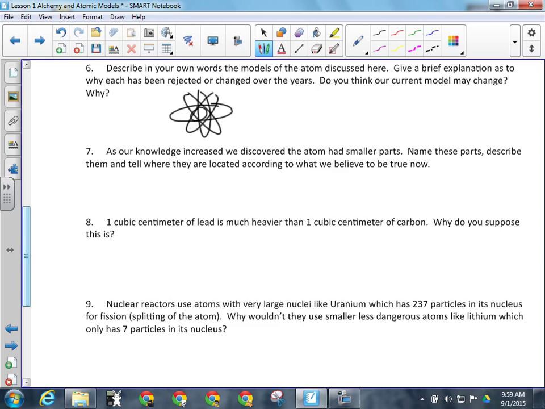Number 7, as our knowledge increased, we discovered the atom had smaller parts. Those parts are electrons, protons, and neutrons. Which two are in the nucleus? Neutrons and protons. Protons are positive, electrons are negative, and neutrons are neutral. All right. 1 cubic centimeter of lead is much heavier than 1 cubic centimeter of carbon. Why do you suppose that is?